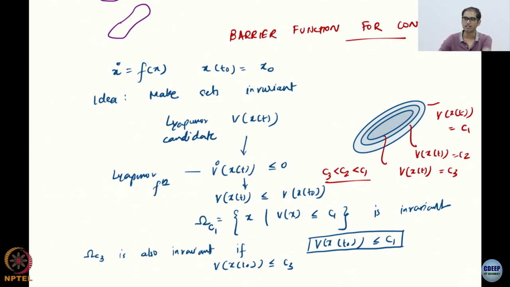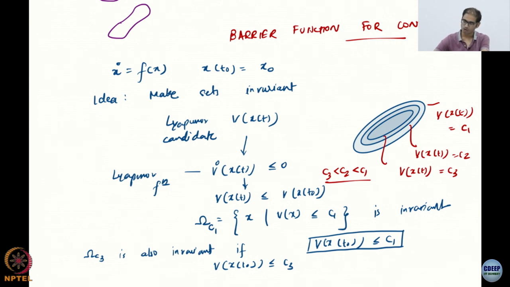So, basically by this logic, you will see that depending on how initial conditions are chosen, or in fact even by scaling the V itself, you do not need to actually change initial conditions, you will be able to show that all these sets inside some larger ellipsoid are all invariant. So, once you start inside them, that is what invariance is, right? Invariance means start inside a set, remain inside a set, okay.